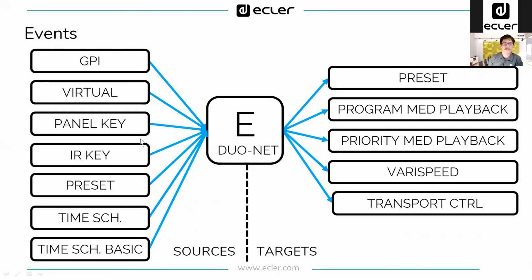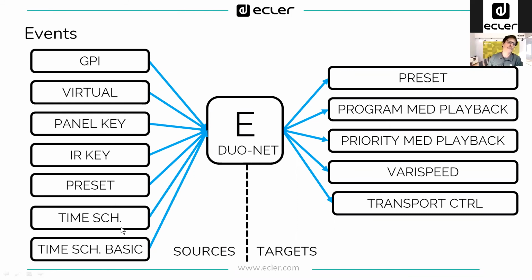So, which events we have in DuoNet? We have GPI, virtual, okay? Panel key, which means a key on the front panel, okay? IR key, which means a button in the remote control. A preset as a source, so when I get into preset number 2, I make an action.